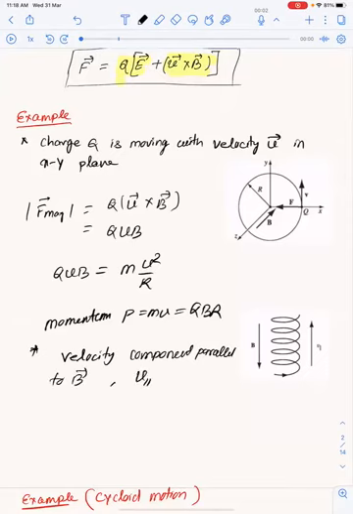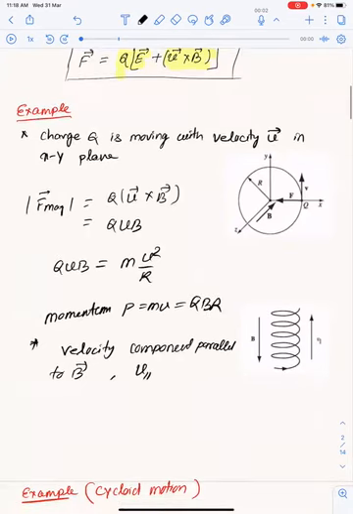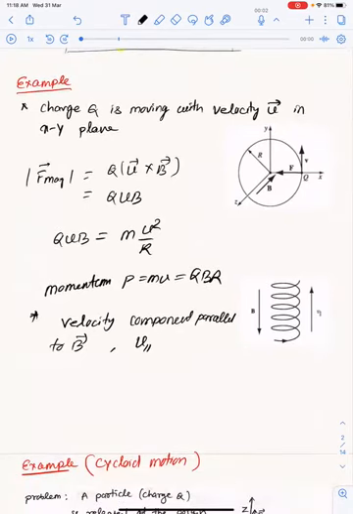Something like V parallel. If that happens, this velocity component will not be affected by the magnetic field. So it will keep on executing the circular motion along with the velocity component V parallel. So in effect, you will have a helix. This will keep on moving like a helix. I hope you understand that. This is how a charged particle behaves in a uniform magnetic field.